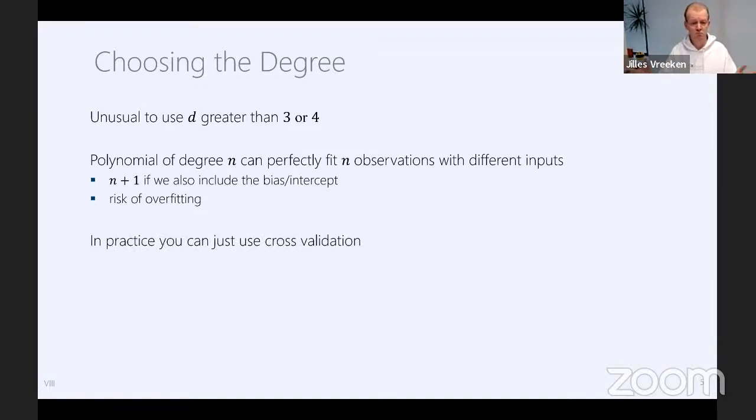You can choose different values of d, do cross-validation, and choose the one that predicts best. That's your best score. That works in practice. But in practice, you will often just resort to a polynomial of degree 3 or 4. That's what my experience is.